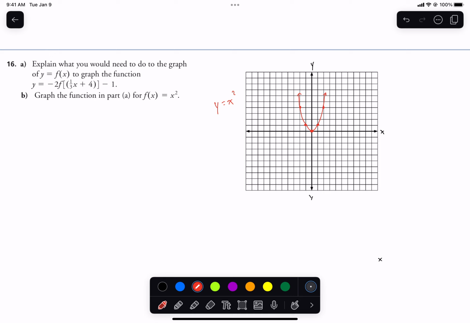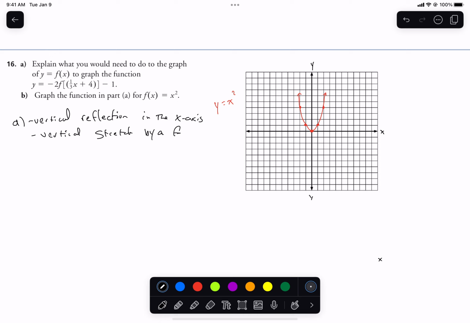First things first, in part A we're going to write down the transformations that would have occurred. Starting from left to right, I can see that there has been a vertical reflection in the x-axis, and then a vertical stretch by a factor of 2. Now, we have to be a little bit careful with the inside.